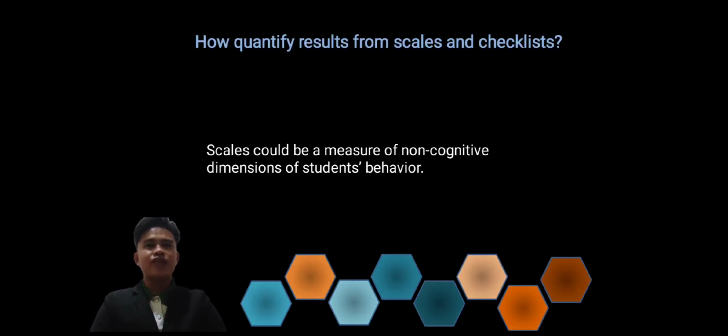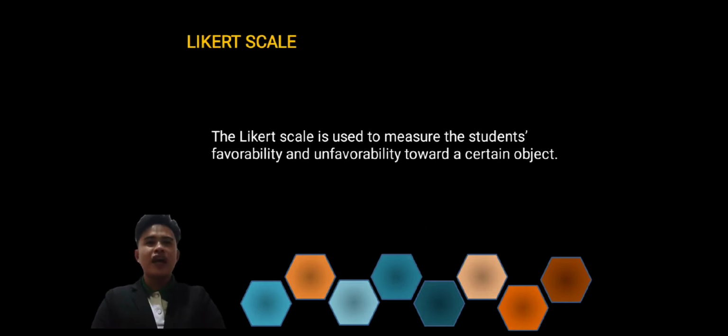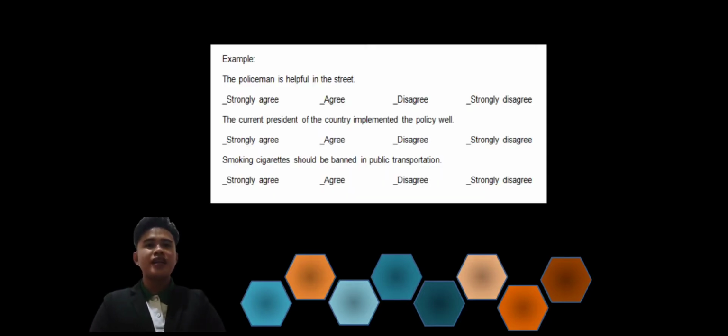So next, we have how to quantify results from scales and checklists. So scales could be a measure of non-cognitive dimensions of students' behavior. First, we have the Likert scale. So the Likert scale is used to measure the student's favorability and unfavorability toward a certain object. For example, we have the policeman is helpful in the street. So we have here a 4 Likert scale with strongly agree, agree, disagree, and strongly disagree. So usually we use higher numbers to represent positive responses and lower numbers to represent negative responses.